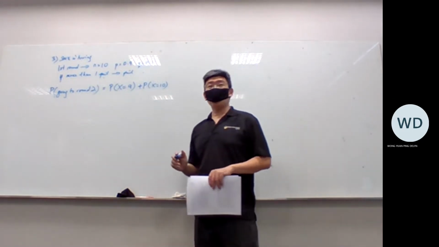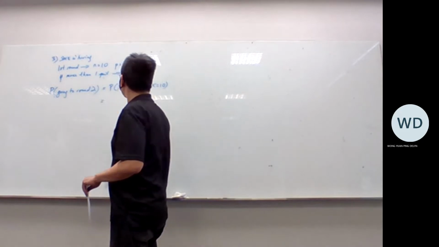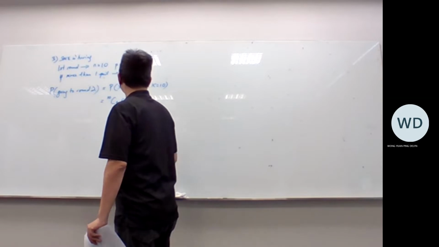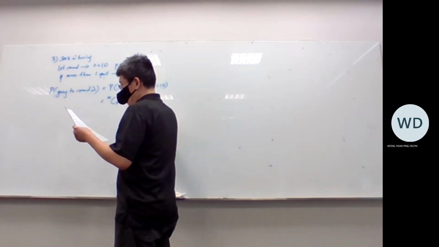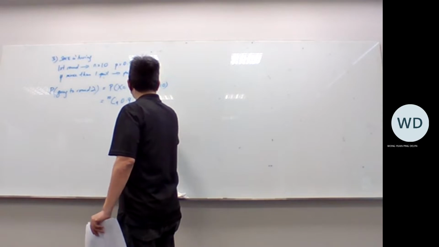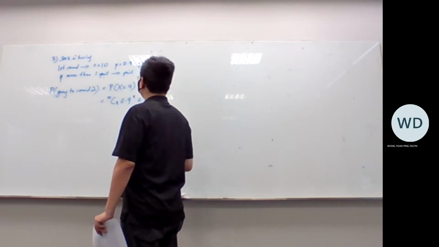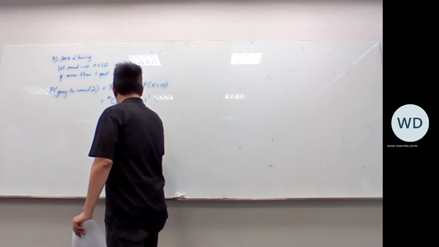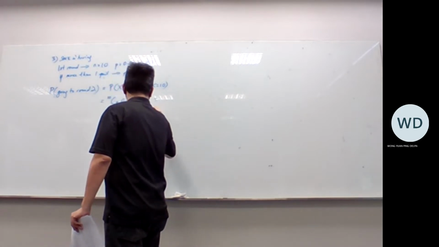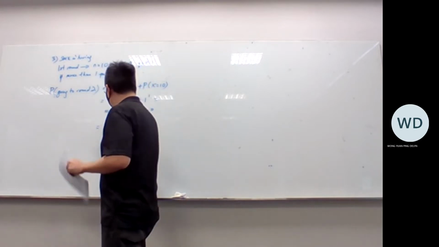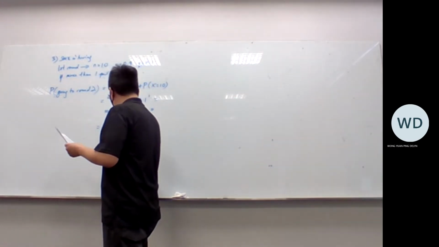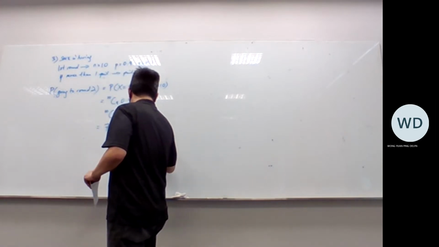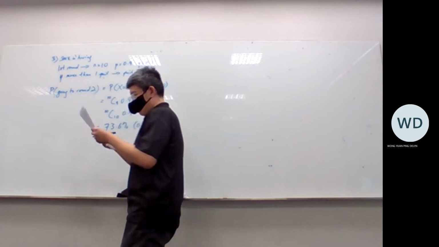Okay, then you work out the same equation. You have 10, 0.9 to the power of 9, 0.1 to the power of 1, plus 10, 0.9 to the power of 10, 0.1 to the power of 0. So you end up with 73.6% or 0.736.